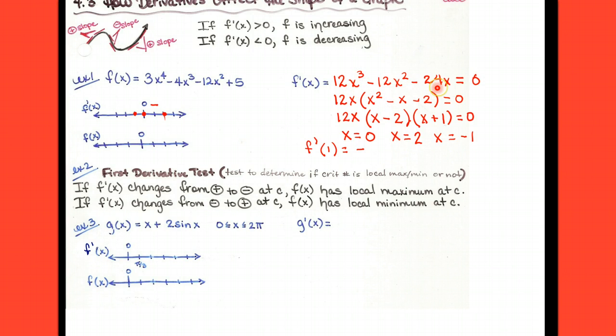Okay, so we're going to take positive 1 and plug it into the derivative, so that'd be 12 minus 12 minus 24. So I'm going to get a negative value. Doesn't even matter what the number is, just that it's negative, right? So over here at positive 1, I got negative.